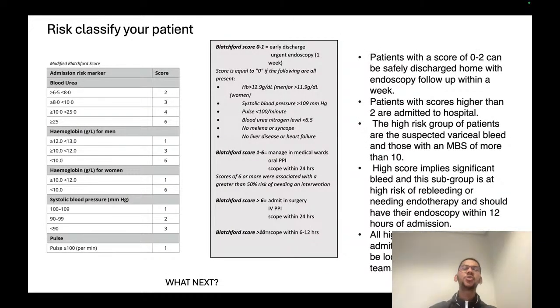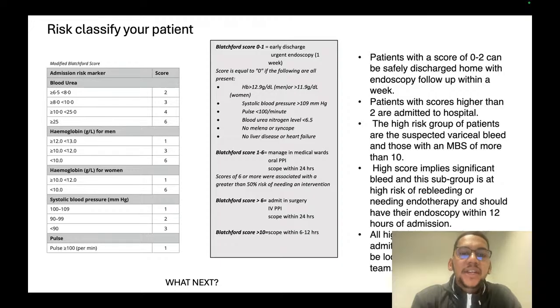What next? So you want to risk stratify your patient and use the Blatchford score, the modified Blatchford score, which consists of the blood urea as well as the hemoglobin for men and women respectively, systolic blood pressure, and the pulse. Now, for a Blatchford score of 0 to 1, you can discharge the patient early with a date for urgent upper scope within 1 week.